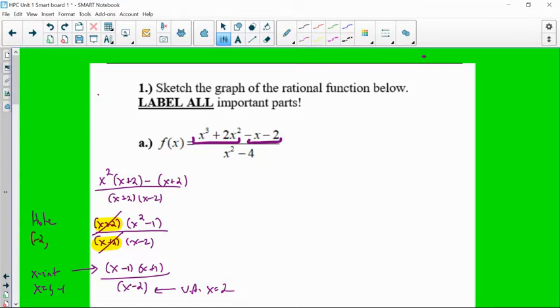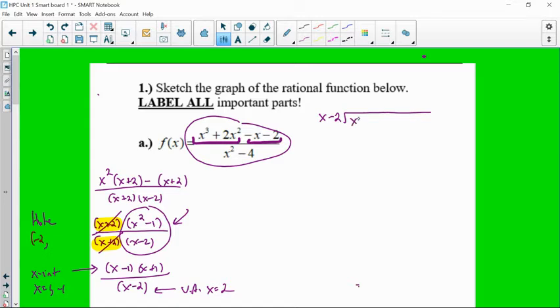Now, it doesn't matter if you do long division on the original function or the reduced function, because it's going to give you the same. And I think I might choose the reduced function because it's less work, right? So let's do long division. So let's actually divide x minus 2 into x squared. I'm going to leave a placeholder plus 0x minus 1.